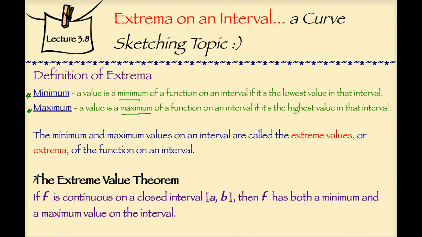The extreme value theorem states that if the function is continuous on a closed interval, AB, then the function will have both a minimum and a maximum value on that interval. If the function is continuous, there will be a high point and a low point on the curve in that specific closed interval. Let's see how this works.